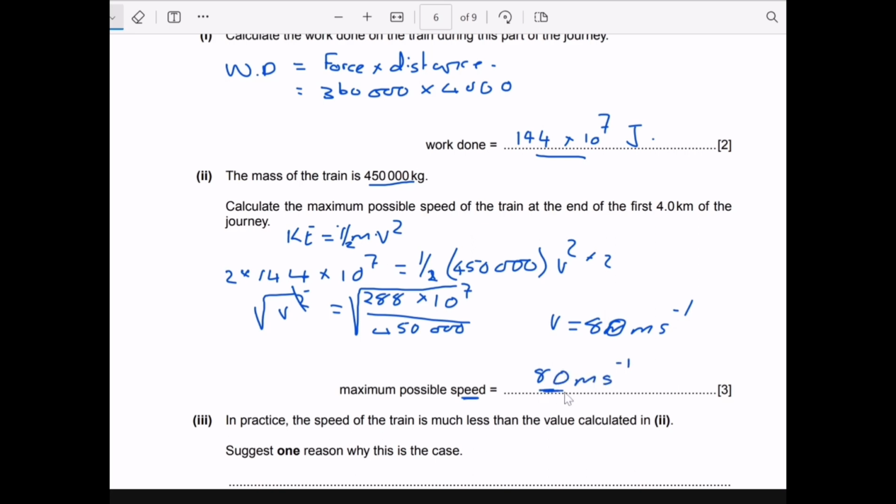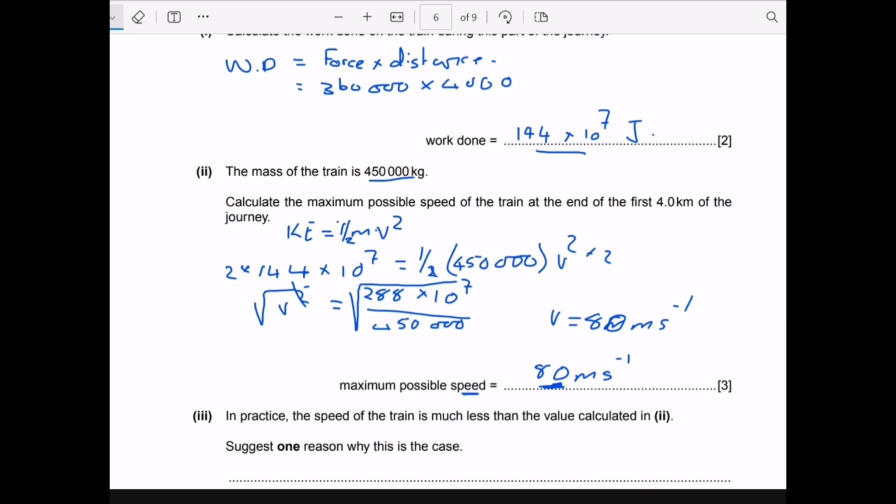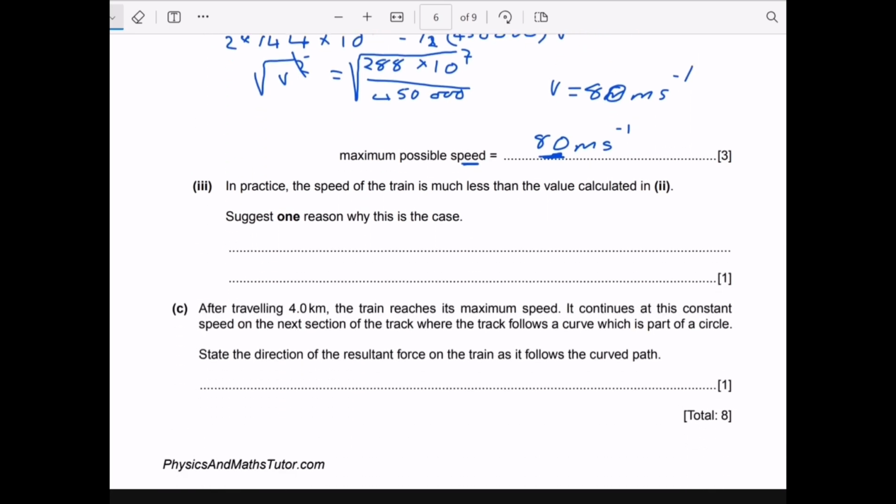So you can see that this value in real life, in real practice, is outrageous, right? There's no way we can talk about that speed. A train at 80 meters per second. We're just saying one second, 1, 2. So the train has already moved 80 meters. Just imagine 80 meters, right? So it's the maximum possible.